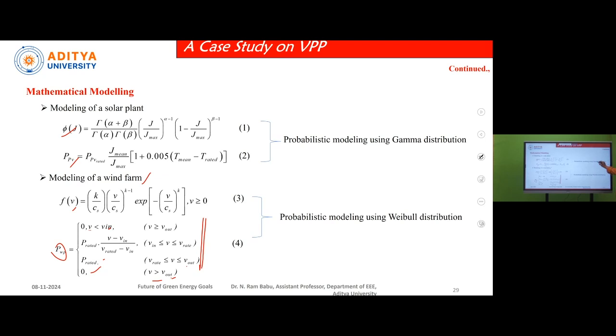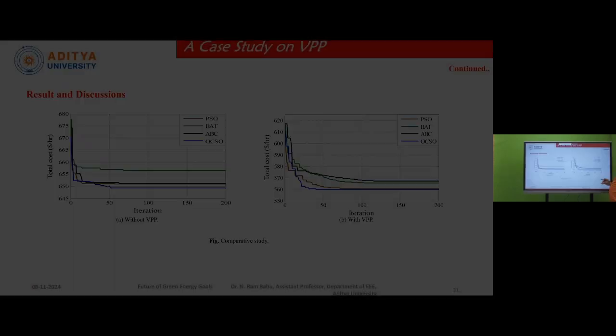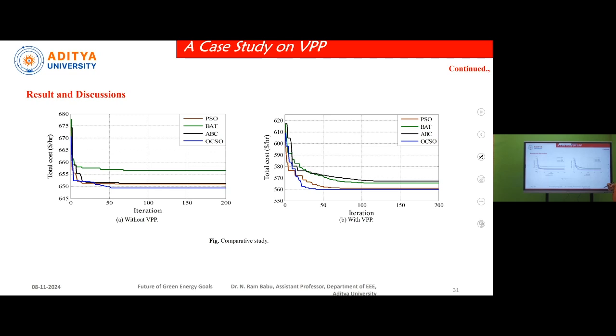So here we have got it by using a probabilistic gamma distribution curve, which is probabilistic modeling using variable distribution. For this, I have considered the mathematical modeling where fuel cost and emissions have to be minimized. This one I have explained earlier. So I have presented the results here.